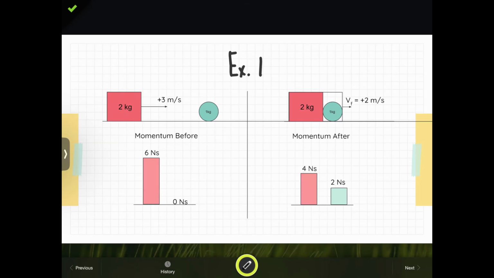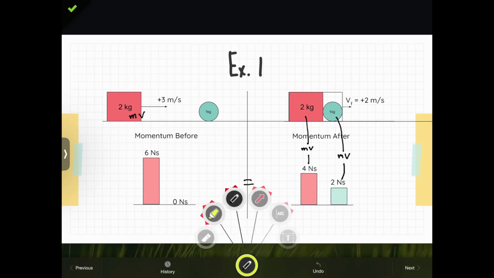Here's a good check at the end of a problem. I know the momentum before and after have to be equal. So initially, I do the mass times velocity of the red rectangle to get 6 newton seconds. But the ball has 0 momentum to start. At the end, this one's mass times velocity would be 2 times 2 is 4. This one's mass times velocity, its momentum is 2 times 1 is 2. So is it true that 6 is equal to 4 plus 2? Cool.